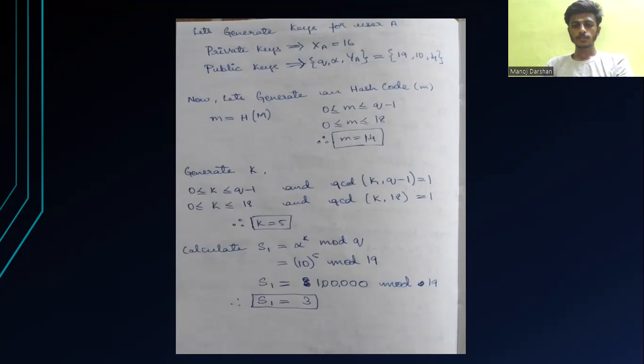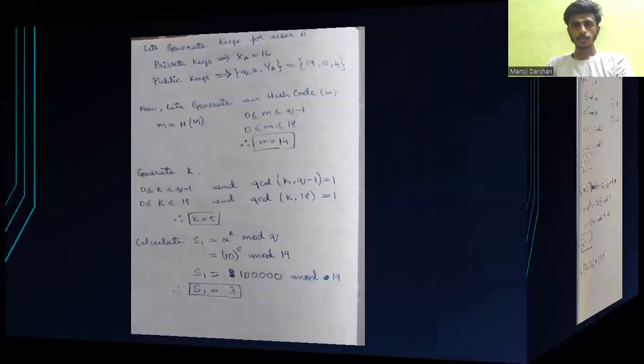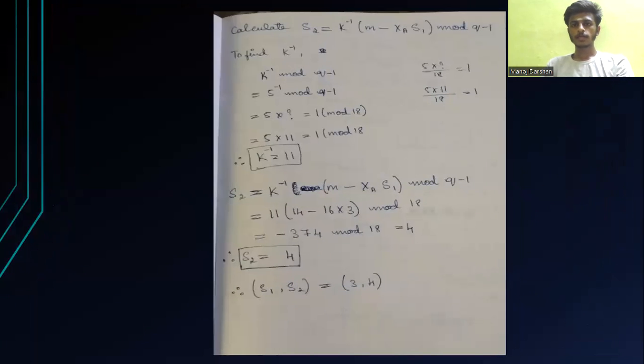Next, calculate S1 is equal to alpha power K mod Q. We know that alpha is 10 and K is equal to 5 mod 19. 10 power 5 is 1 followed by 5 zeros, that is 1 lakh mod 19. We get 1 lakh mod 19, so S1 is equal to 3. In the next step, we calculate S2.